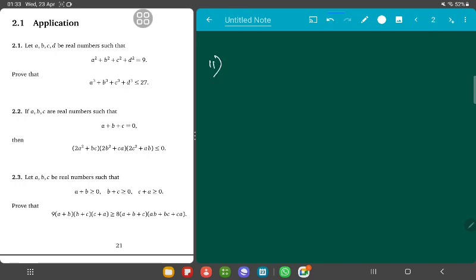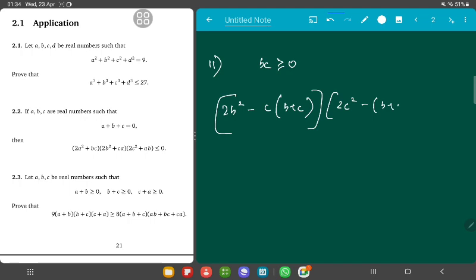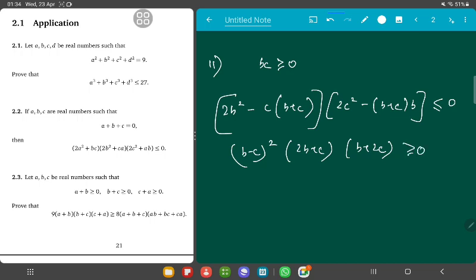What does the second question say? Question 2.2. Among a, b, c there are two with the same sign, such that bc is greater than 0. We need to show 2a square plus bc, and that's what is mentioned. So you can write it as 2b square plus ca, and 2c square plus ab, greater than or equal to 0. This will be equivalent in this manner: b minus c square times 2b plus c times b plus 2c.